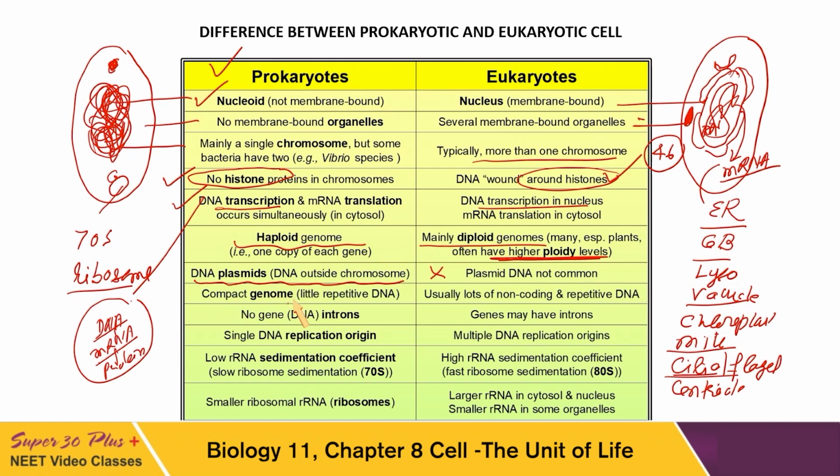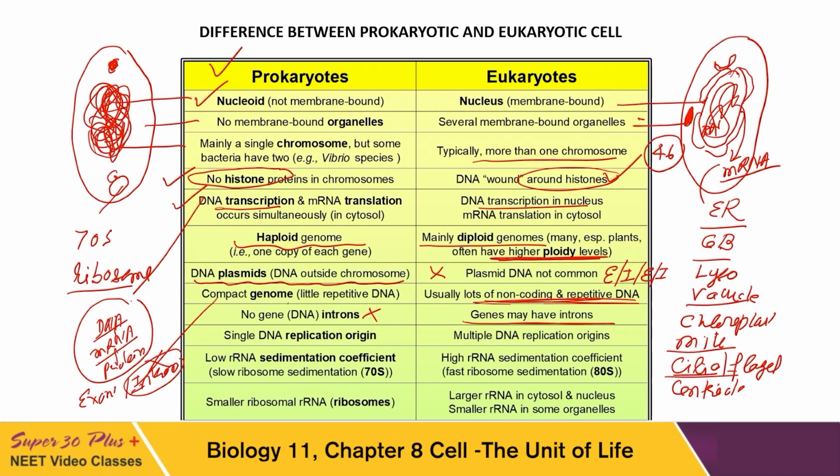The compact genome has little repetitive DNA. You have to study in time to come what is meant by repetitive DNA. Here, a lot of non-coding and repetitive DNA is present. You see exon and intron. Here in this case, introns are absent. Introns have repetitive DNA, while in the other case exons are alternated with introns. Detail of this you have to see in time to come. No gene introns are present; introns are absent.